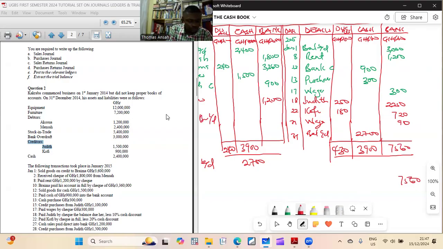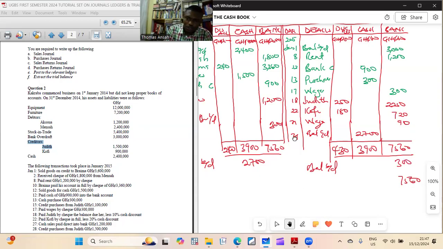So when you do minus 7,560, it is 300. So that is it, 300, making this side 7,560. Then the balance brought down means there is still an overdraft of 300.